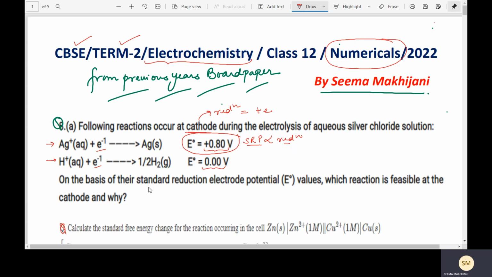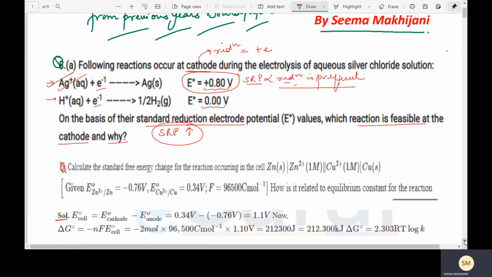The question says, on the basis of these values, you have to tell which reaction will happen at cathode and why. And the answer to this question is your first reaction will happen at the cathode, because the SRP is higher, means reduction is preferred. And at the cathode, you always have reduction taking place. So that's the reason your first reaction is a probable reaction which would happen at the cathode. Moving ahead to the next question now.